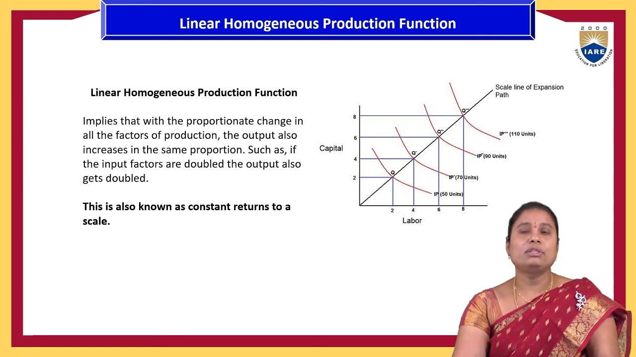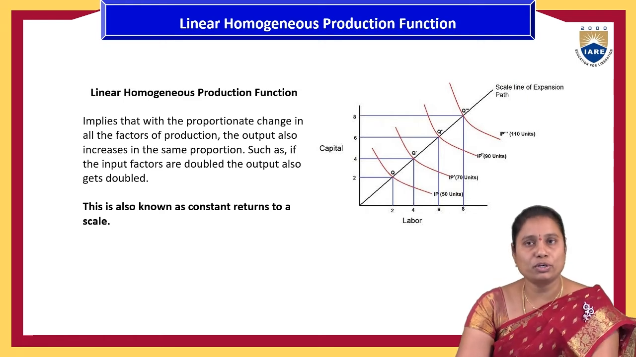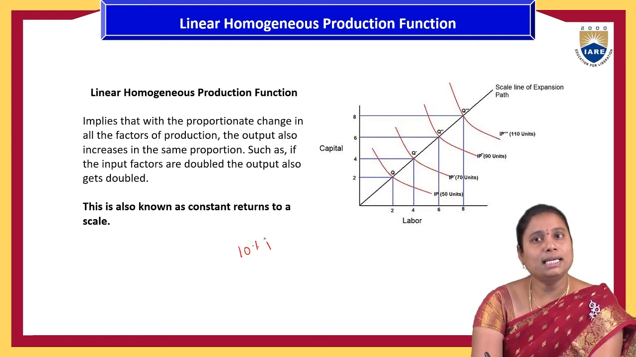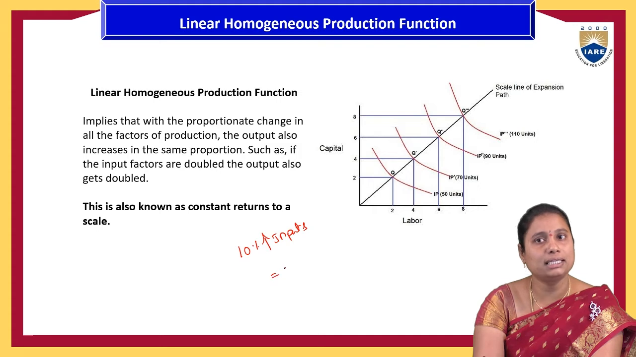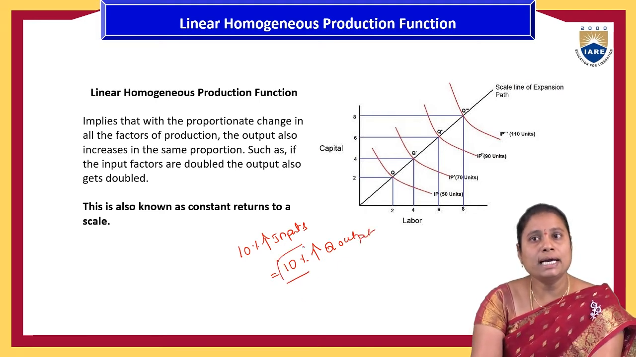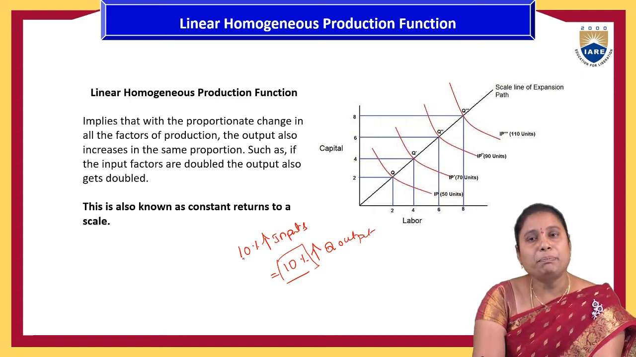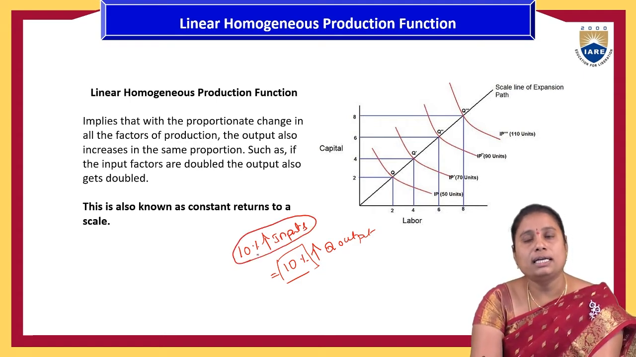It implies that with a proportionate change in all the factors of production, the output also increases in the same proportion. Let us say, if there is a 10% increase in the inputs, like land, labor, etc., it might bring a 10% increase in the quantity of output of the production. So they are not talking about fixed inputs or variable inputs. Whatever kind of inputs it is, it is the proportionate change in the inputs and its relation to the proportionate change in the outputs.